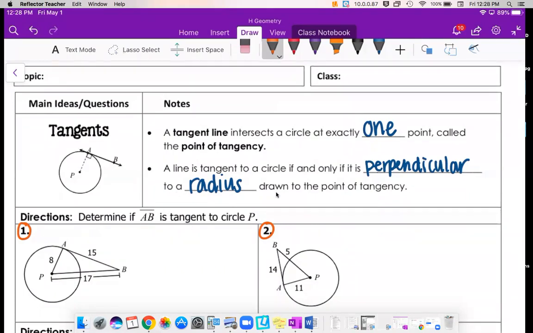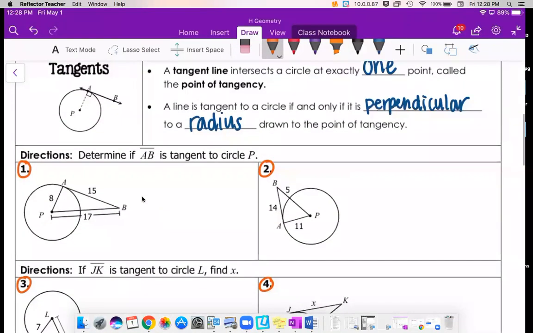And a line is tangent to a circle if and only if it is perpendicular to a radius drawn to the point of tangency. So if you take a radius and draw it to the point of tangency, then this would have to be perpendicular. If this is perpendicular, then that means this is a tangent line. If it's not perpendicular, then this is not a tangent line. And remember, perpendicular is just a 90-degree angle.